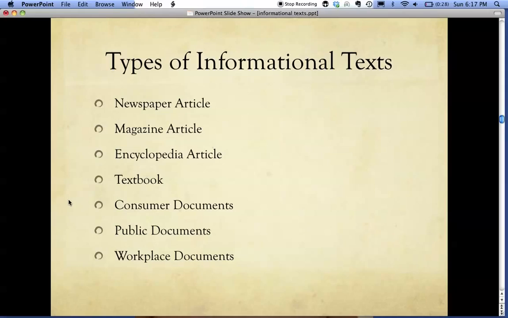By the end of this week, you should be able to not only tell the difference between these items, so if you saw a consumer document, you would be able to tell me what it is, but you also are going to need to be able to pull out important information from these different types of informational texts. But before we can do any of that, today we're going to talk about what these are, what is the purpose of them, and what type of person would read these types of documents.